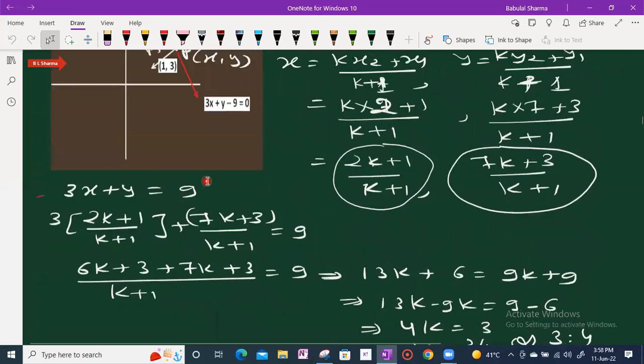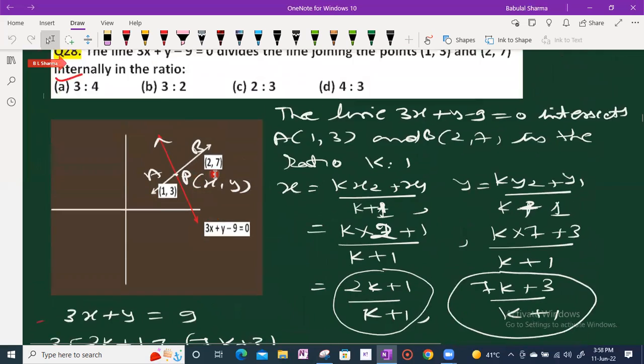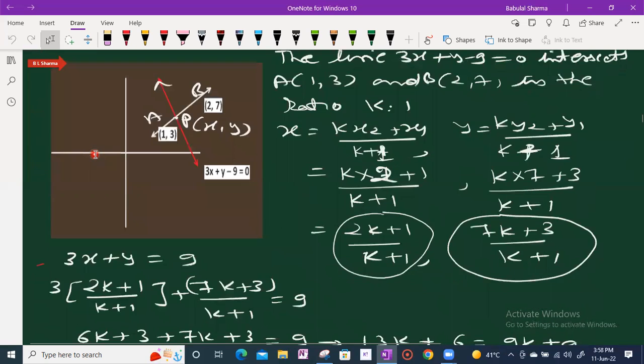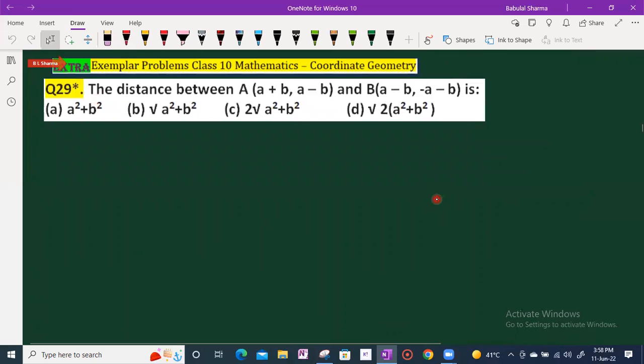It means this line with the equation 3x plus y minus 9 is equal to 0 divides this line segment AB in the ratio 3:4. So A is the correct option here. Now next question, question 29.